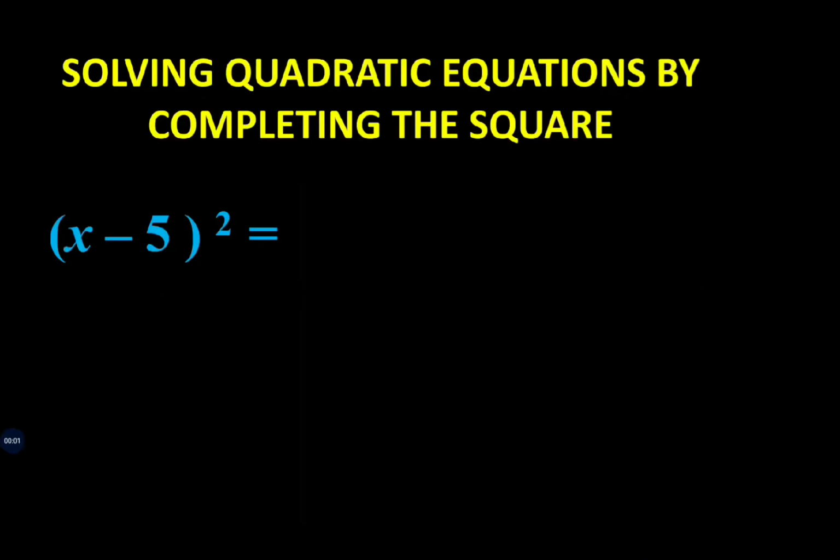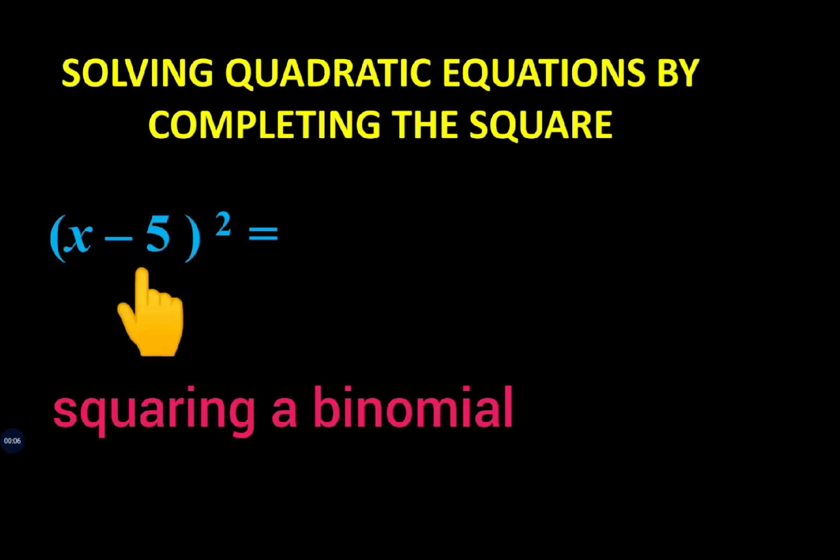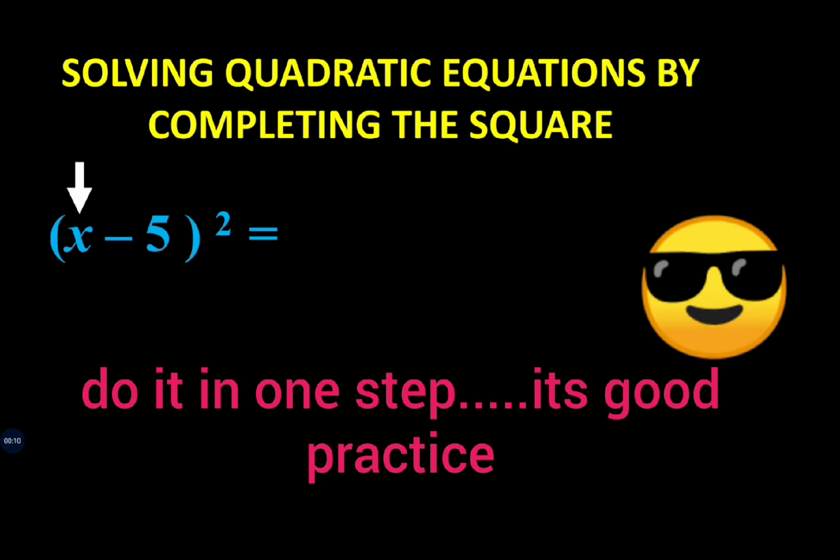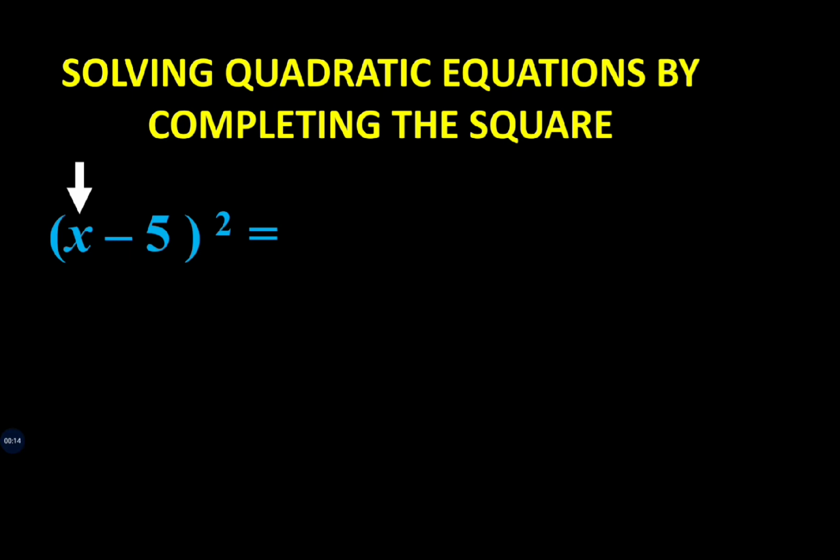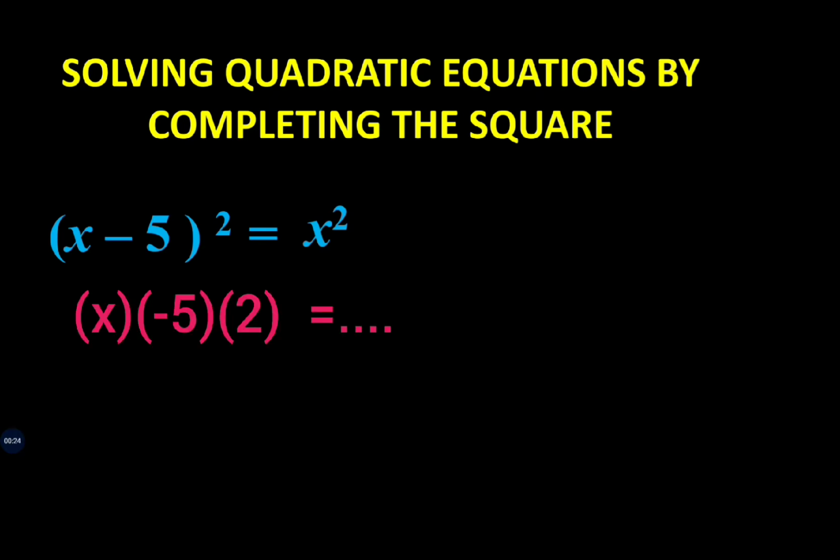If I had a binomial that is being squared, I can simplify this in one step. First, go for the first term inside. X times x becomes x squared. Next, go for the two terms inside the bracket. X times minus 5 times 2.